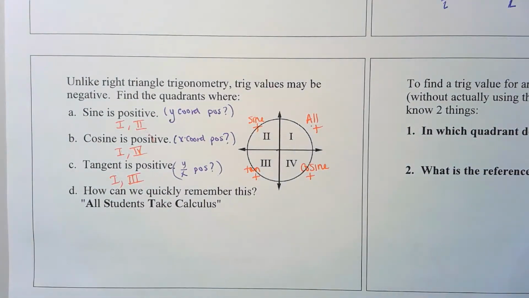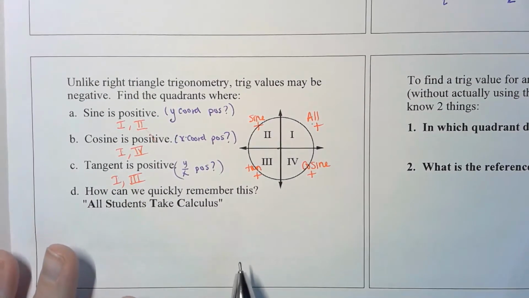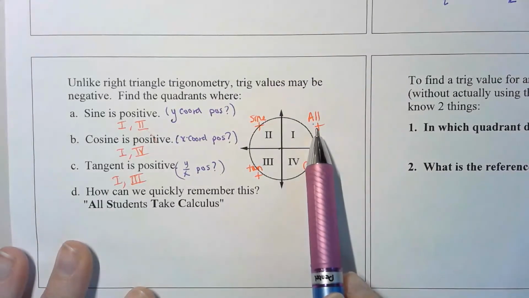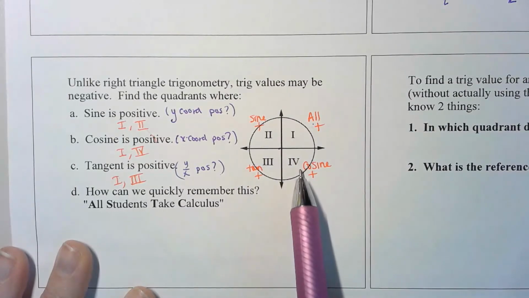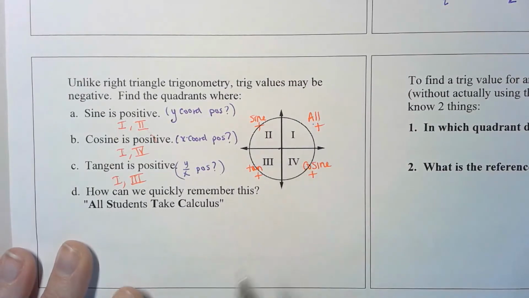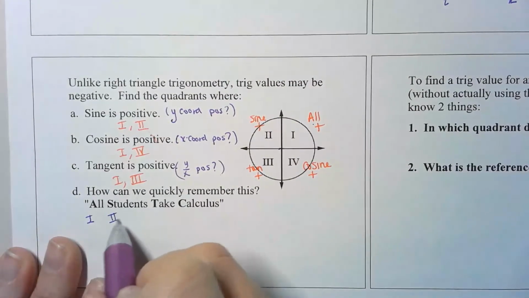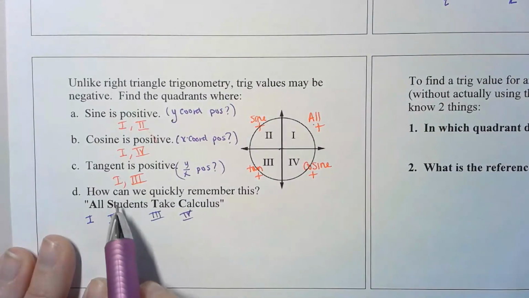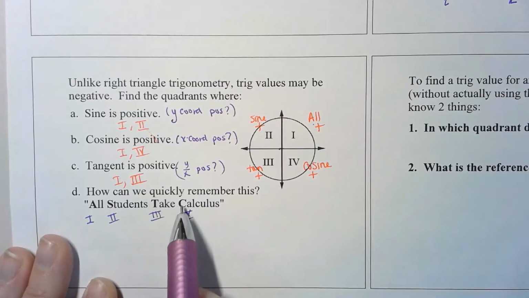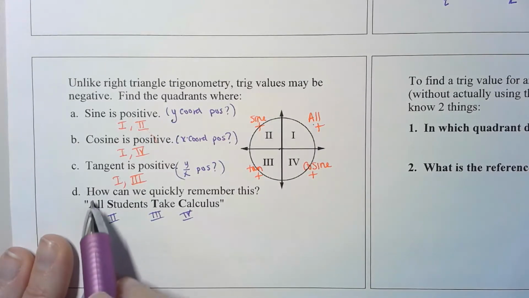Okay, so how can we remember what's positive where? Well, all of them are positive here. The sine is positive, then the tangent is positive, then the cosine is positive. So going in order from quadrant 1, 2, 3, then 4: all students take calculus. In quadrant 1, they're all positive.